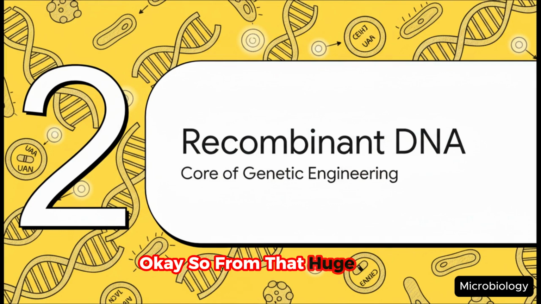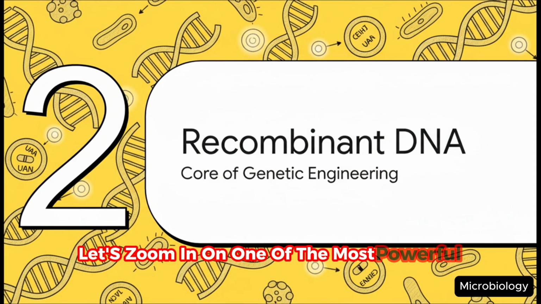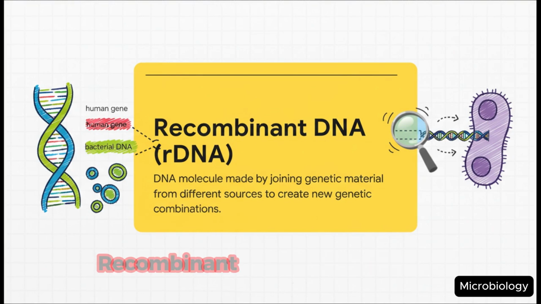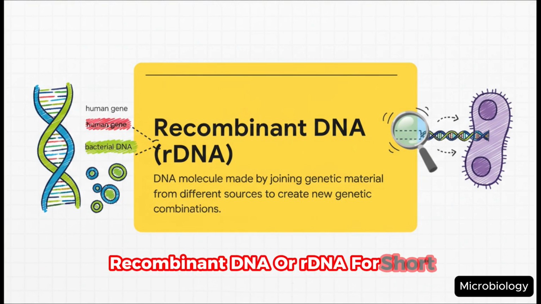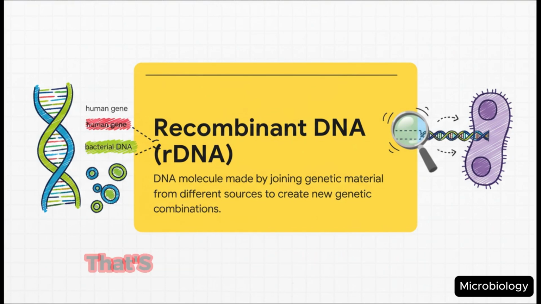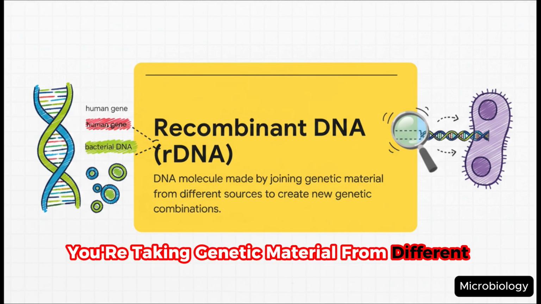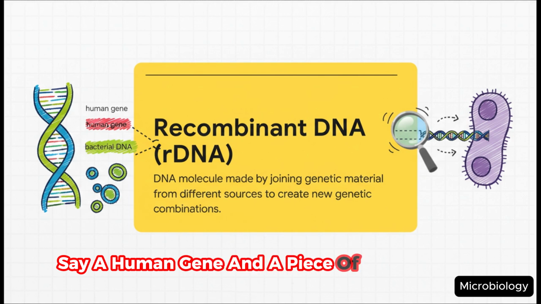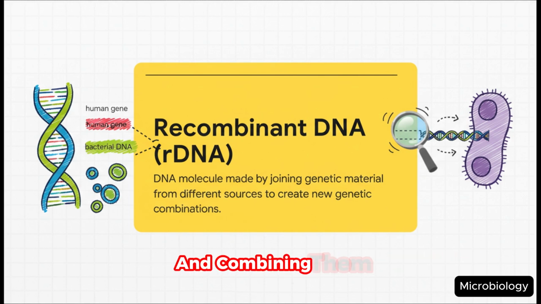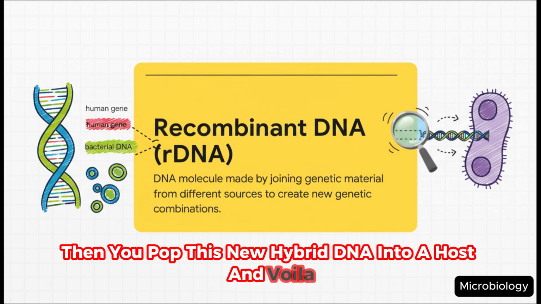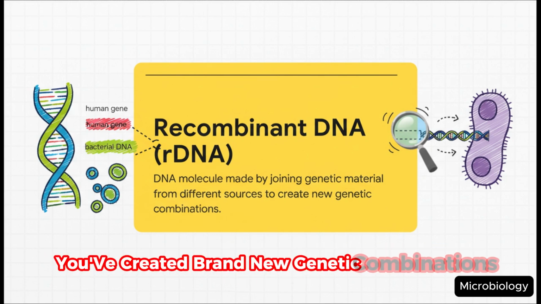Okay, so from that huge field, let's zoom in on one of the most powerful techniques out there, recombinant DNA technology. This is really the heart and soul of modern genetic engineering. So what is it? Recombinant DNA, or rDNA for short, is basically a DNA molecule that's been artificially stitched together. You're taking genetic material from different sources, say a human gene and a piece of bacterial DNA, and combining them. Then you pop this new hybrid DNA into a host, and voila, you've created brand new genetic combinations that didn't exist before.